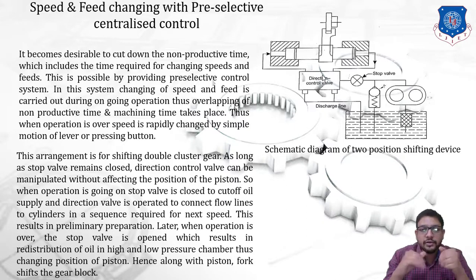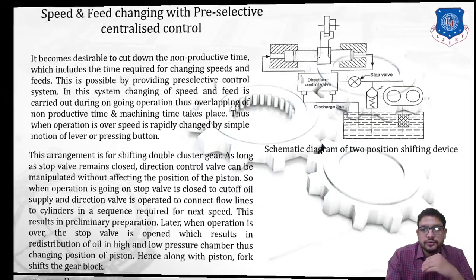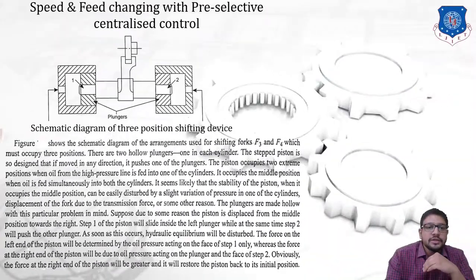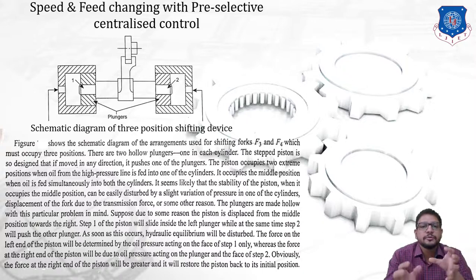Okay. Now we need to see the next part of our pre-selective control system. So let us proceed further. Now this is a schematic diagram of a three position shifting device. Okay, again we can clearly see that it is a piston cylinder arrangement in which two hydraulic cylinders are placed. Within those cylinders there is a piston, but there is an addition in this diagram. You can see it is shown by hatching lines. Okay, so this is a representation of a plunger.